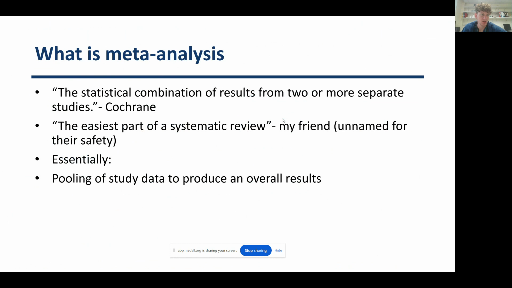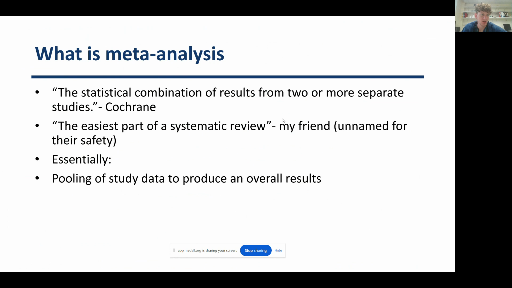So what a meta-analysis is, more or less, is you're just combining two or more results from studies to produce an overall result. My friend, strangely enough, described it as the easiest part of a systematic review, and to avoid a pile-on, I've not named who he is. I think with meta-analysis, if you've never done one before, you think on the surface that this is actually very difficult, and it's a really complex statistical method. It's going to be almost impossible to produce the results. However, this isn't the case. It's pretty straightforward to do.